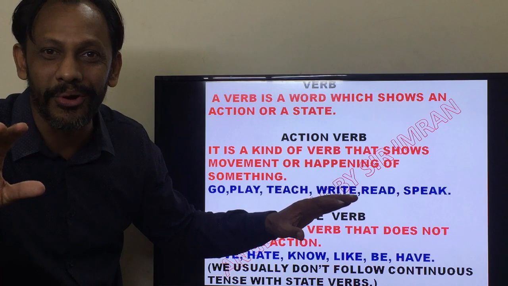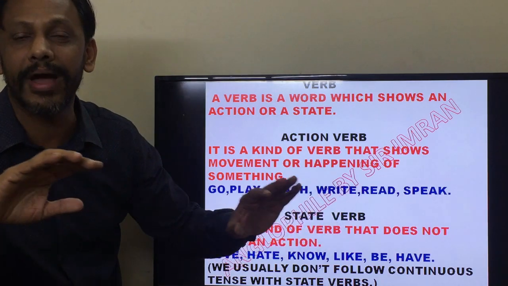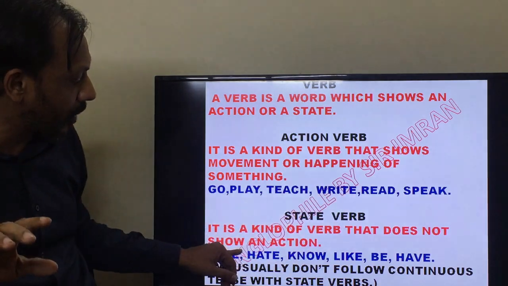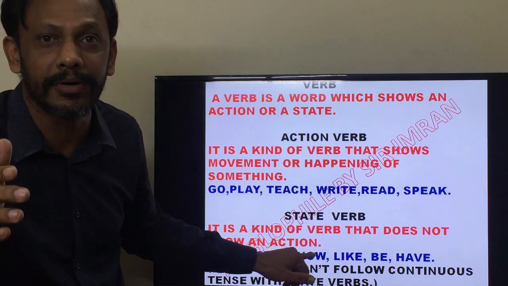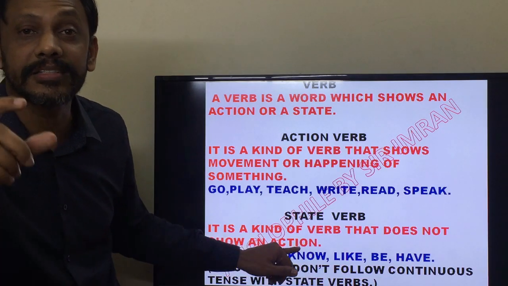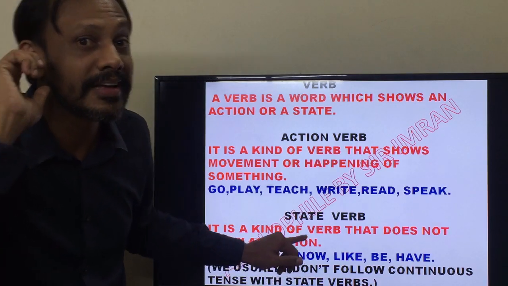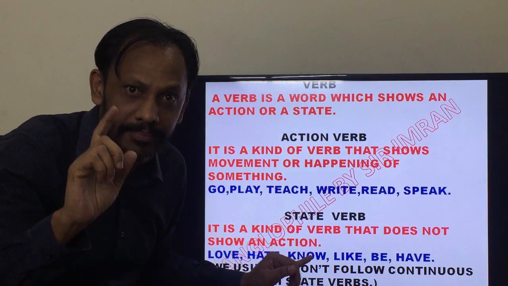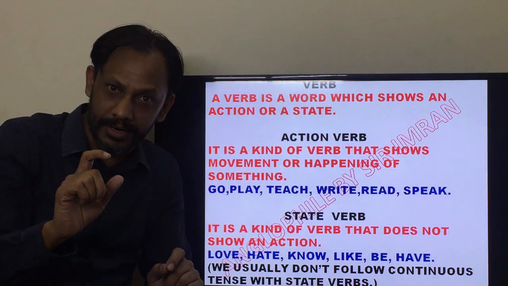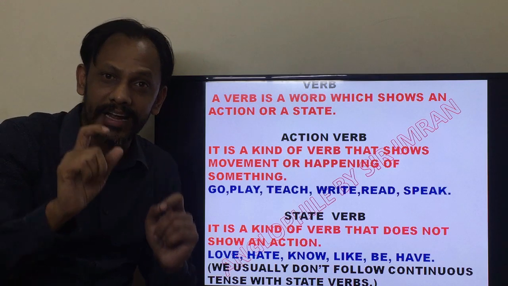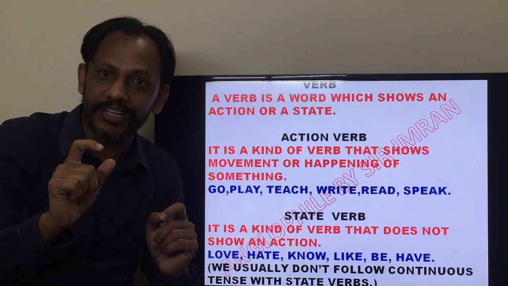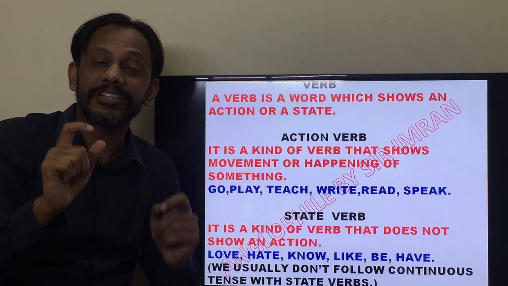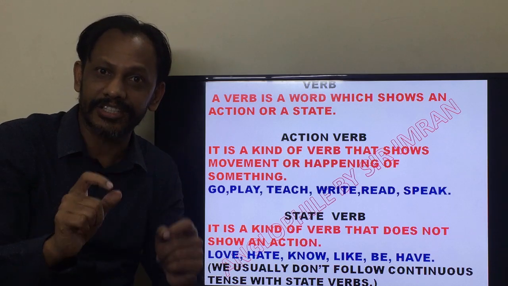There is no action at all, and that is why they are called state verbs. What do we call them? State verbs. So you must remember, a sentence in which there is no action is called a non-action sentence.